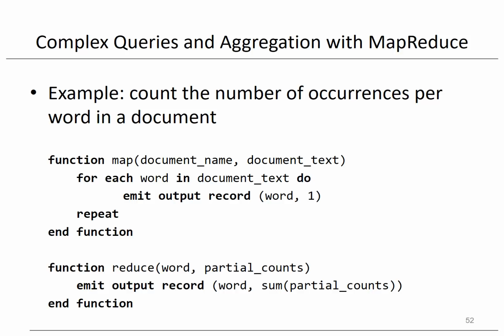As another example, consider the counting of the number of occurrences per word in a document. Here, you can see the corresponding map and reduce functions. Both are relatively straightforward to understand.